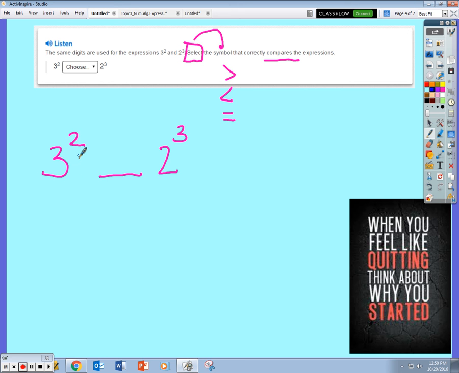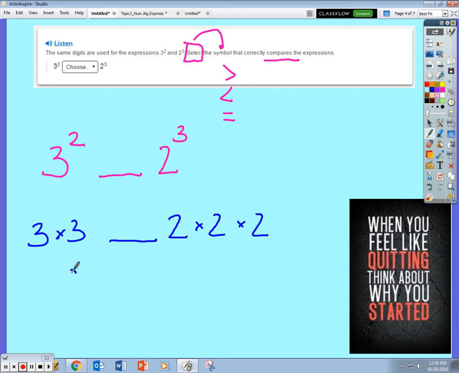Well, 3 to the second power, and they're expecting you guys to go 3 times 2 is 6, 2 times 3 is 6, oh, they're equal. But you're better than that. You know that 3 squared is the same as 3 times 3, is greater than 2 to the third, which is 2 times 2 times 2.